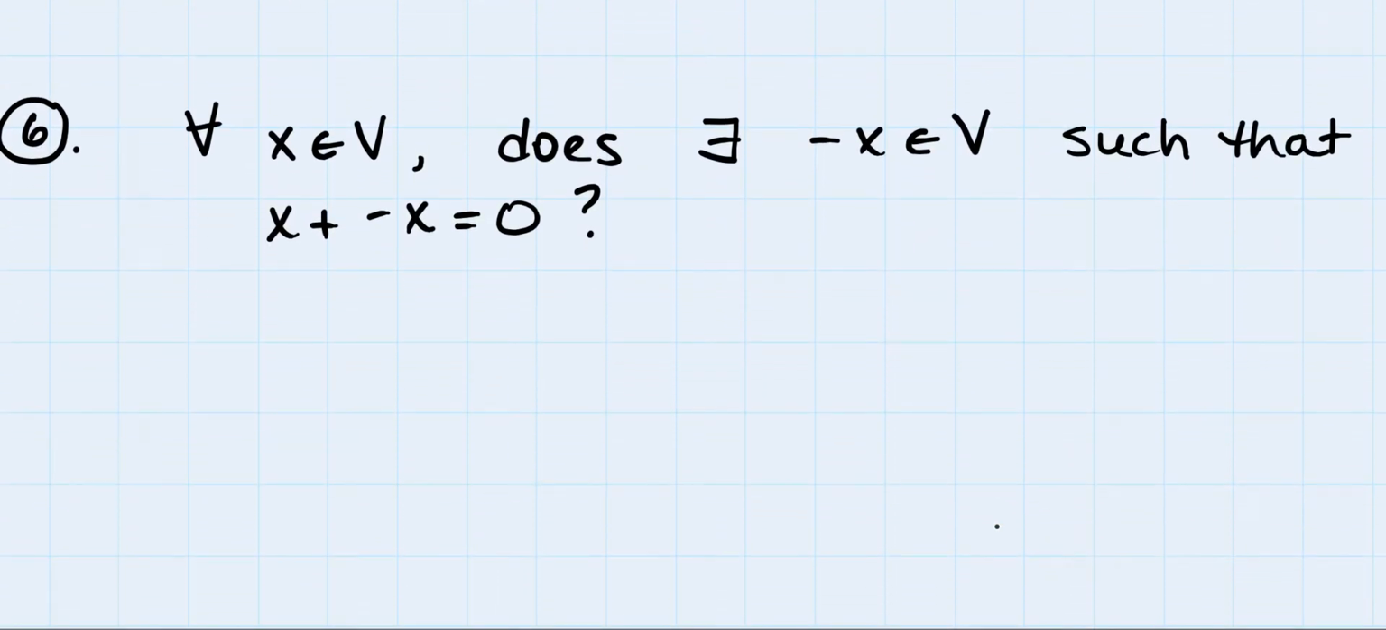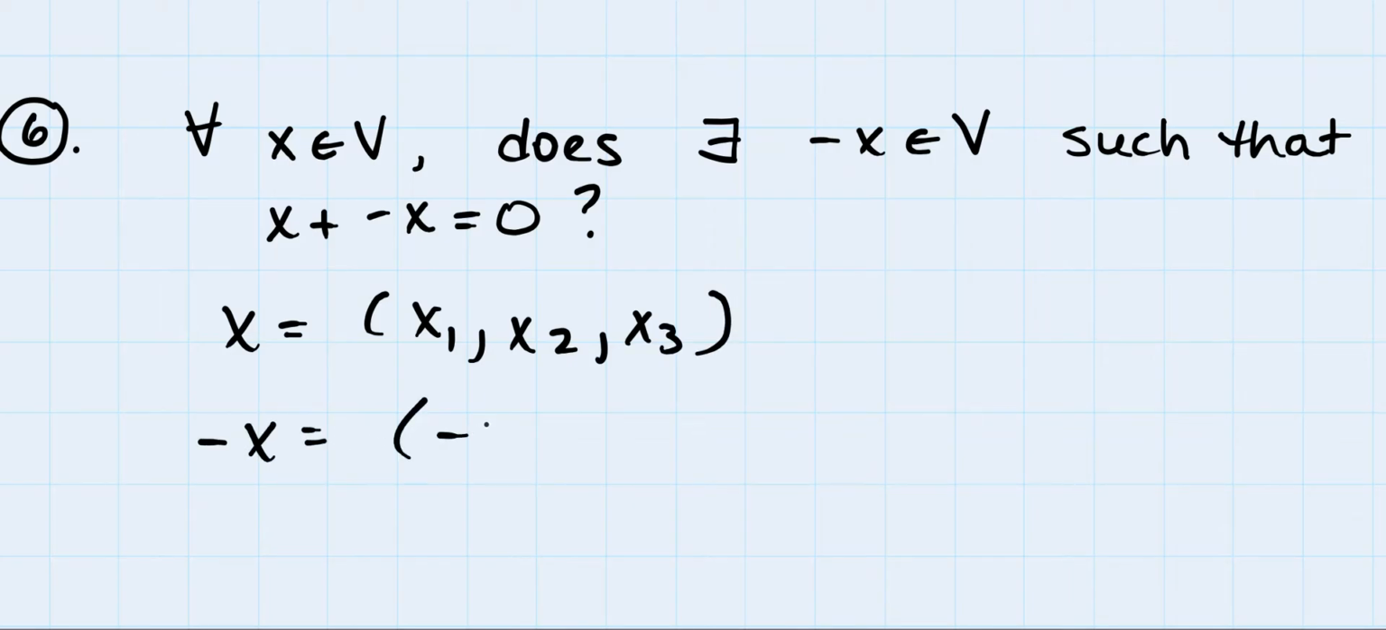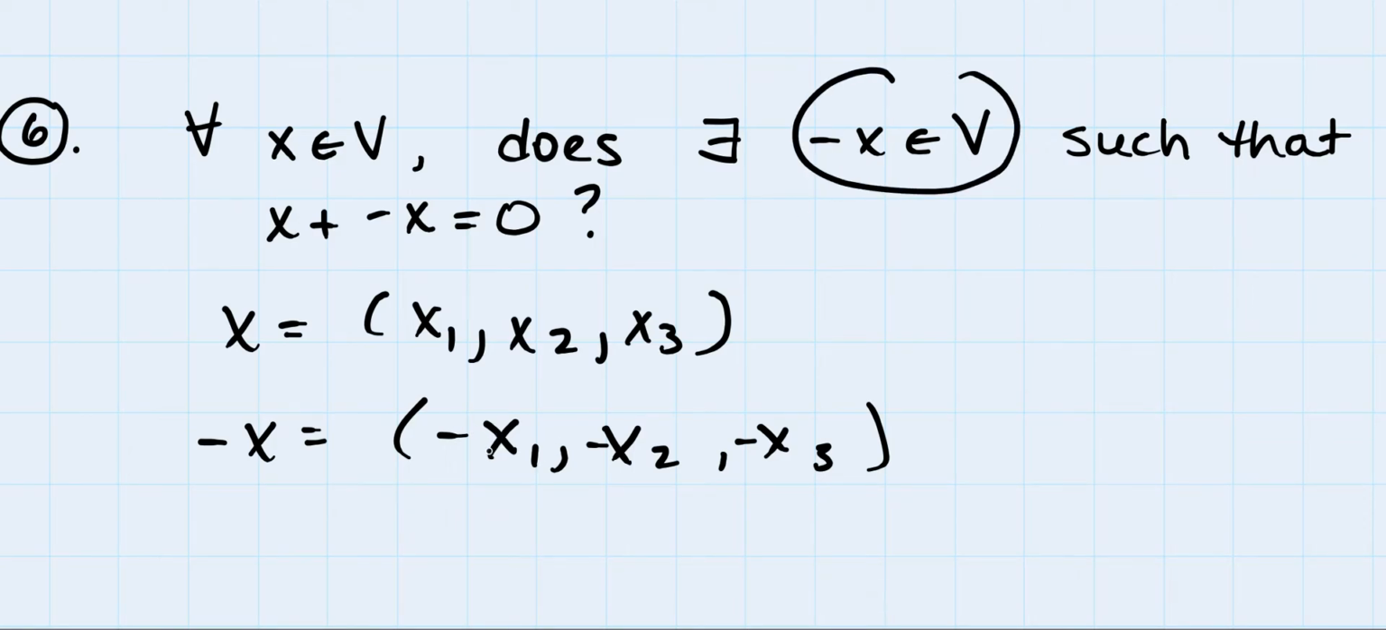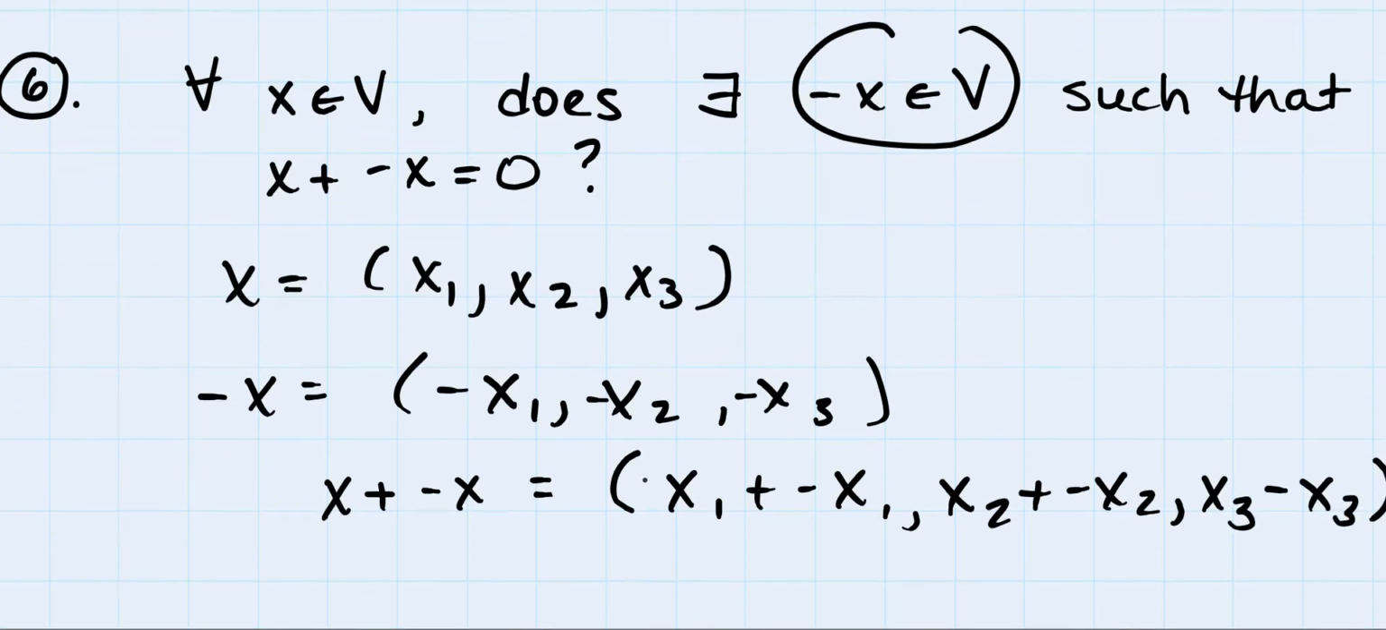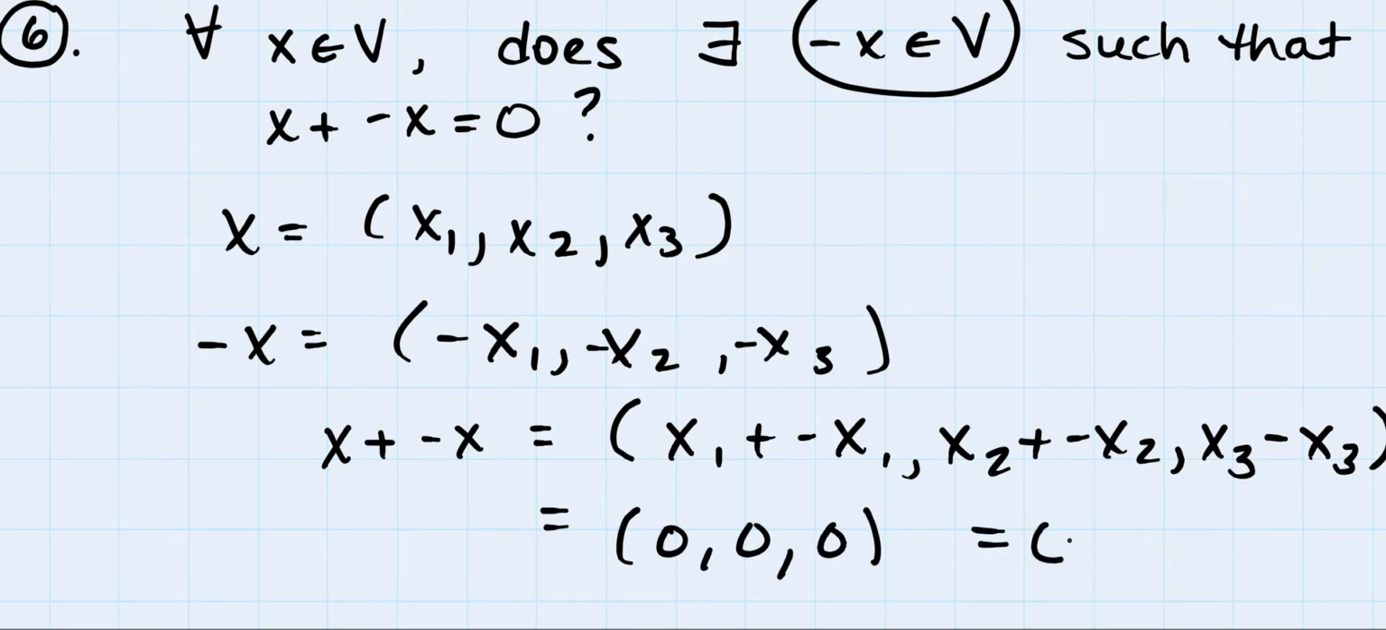The 6th property is for every vector in your set, there exists another vector such that when we add this vector x with this other vector negative x, we get the 0 vector. And this is true if x is x1, x2, x3. Negative x is going to be negative x1, negative x2, negative x3. This vector exists in your set because the negative of a real number is a real number. So it does exist in the set. And if I add x with negative x, I get x1 plus negative x1, x2 with a negative x2, x3 with a negative x3, and this is 0, 0, 0, which is your 0 vector.